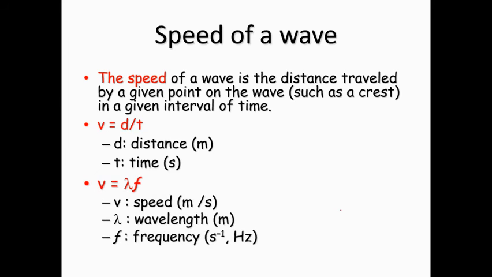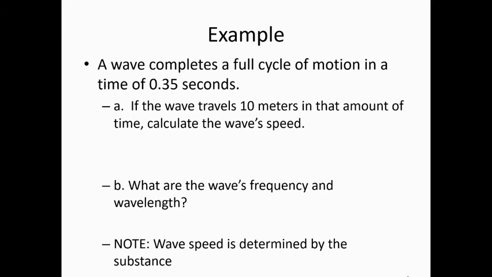What's the inverse of period? Frequency. So the velocity of a wave is equal to the wavelength of the wave times the frequency. You might remember this from previous classes where you looked at the speed of light is equal to the wavelength of the light times the frequency of the light. So let's take a look at this example problem.